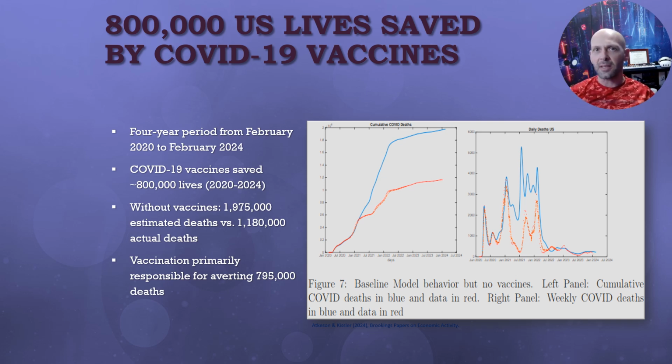The model suggests that without COVID-19 vaccines, but with the same behavioral changes, the cumulative death toll would have been about 1,975,000 compared to the actual toll of about 1,180,000. This difference of approximately 795,000 deaths represents the estimated lives saved primarily due to COVID-19 vaccination.